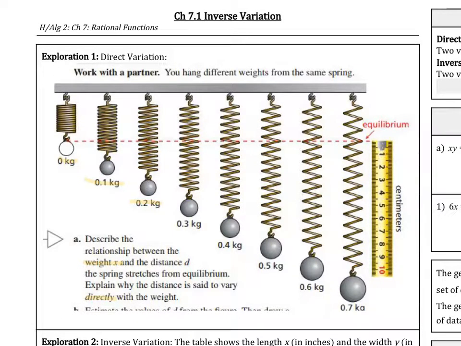So if you take a look at this, you notice that as the weight increases, as x increases, the distance increases. So we can say that they vary directly. Okay, so it's like a one-to-one relationship. So we can say as x increases, y also increases. Okay, so direct variation.